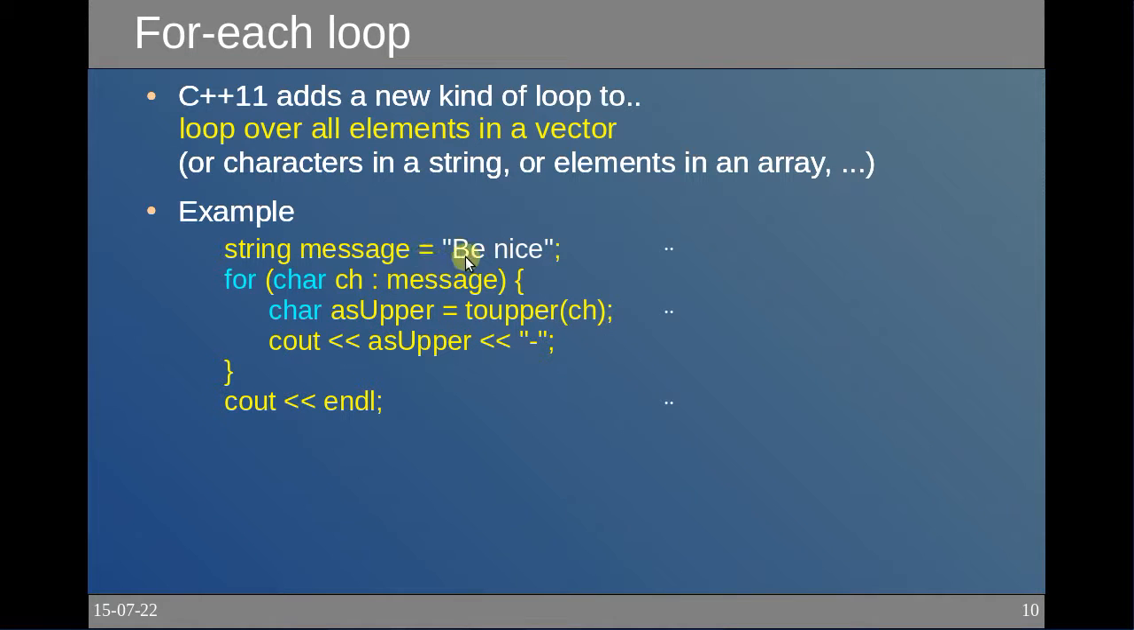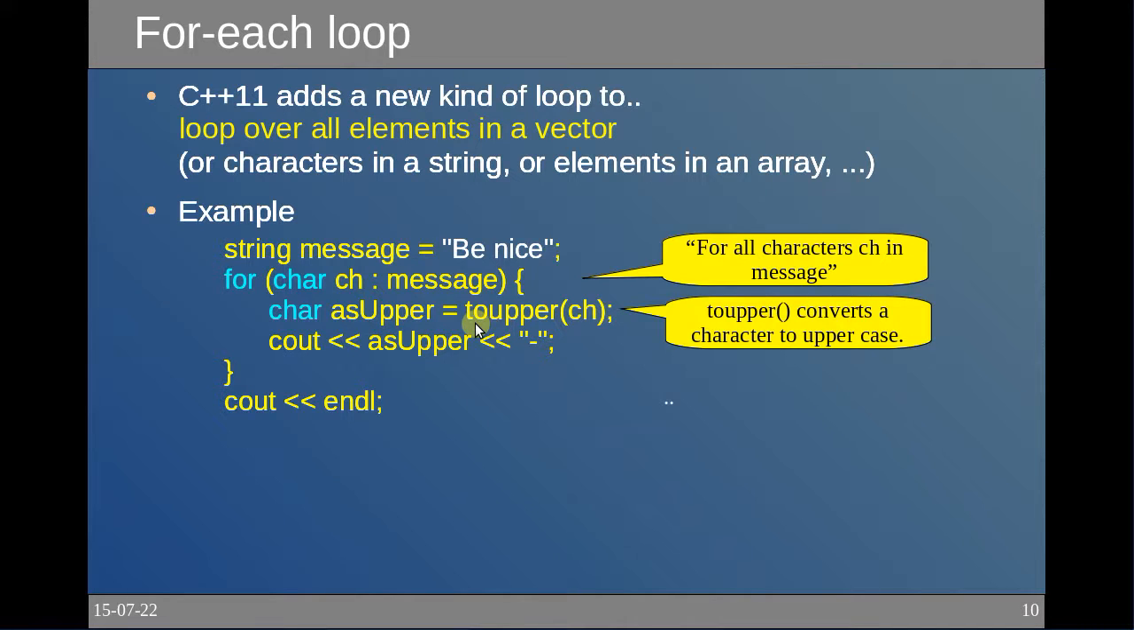I've created a string. Here I'm going to set it to be nice. And now I'm going to use the for each loop. It's a little more concise. So what this means here is, for all characters ch in the variable message, I'm going to loop through. So it looks at this message and it says, okay, what characters are there in here? And one at a time, assigns that character into ch. It then executes the body of the loop and comes back for the next character. So in this case, what I'm going to do is I'm going to call toUpper. Now, toUpper is defined to convert a character from lowercase to uppercase, so it gives me back an uppercase character all the time. And I'm going to take that, store it as upper, and then I can simply output to the screen upper with a dash after it.